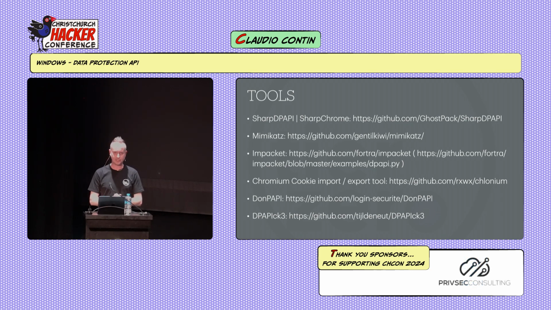SharpDPAPI is probably the most common one, it is .NET software. Mimikatz is another famous one. Mimikatz allows you to easily craft DPAPI, we talk about how to craft DPAPI at the end of this talk, and also allows you to find unencrypted key material in the LSASS process memory. Impacket, if you're running Python on Linux, allows you to achieve most of the same functionality as these other tools running from Linux land. And there are a lot of other tools. Those are really the most common ones.